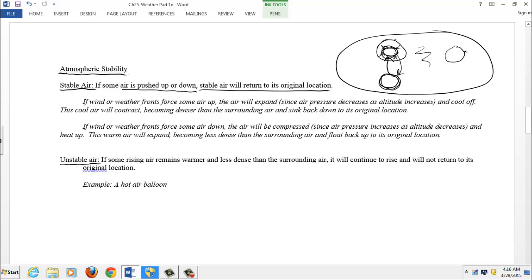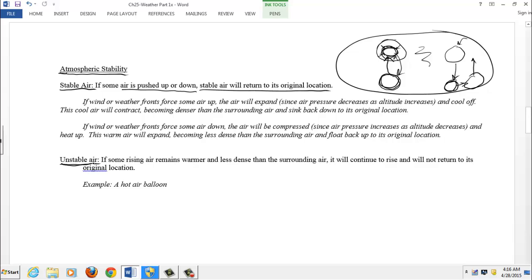And then if you have a chunk of air, a parcel of air that's up higher, and something shoves it downward, well, it's going to move to a region with higher pressure and get compressed. And as it compresses, that's going to heat it up, which means heated air is going to expand. It'll become less dense and float back up to where it was. That's stable air. Shove it up or down, it will undergo some changes that'll bring it right back to where it started.